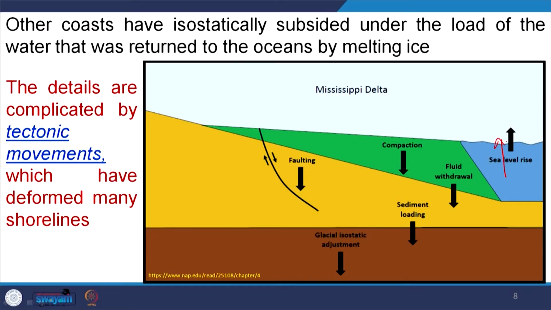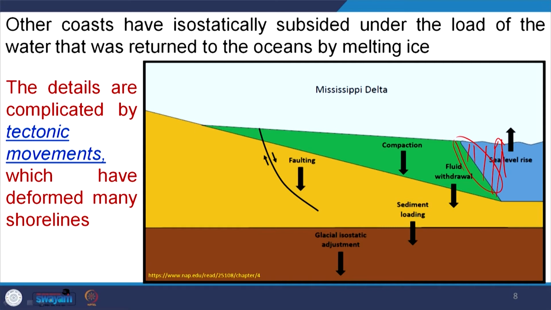It has some other effect also. Now imagine due to deglaciation, the water level is also rising. Once water level is rising, it is pressurizing the coast, because you see here we are pressurizing the coast. The coast is under tremendous pressure.